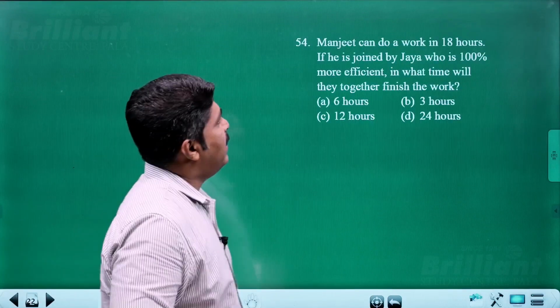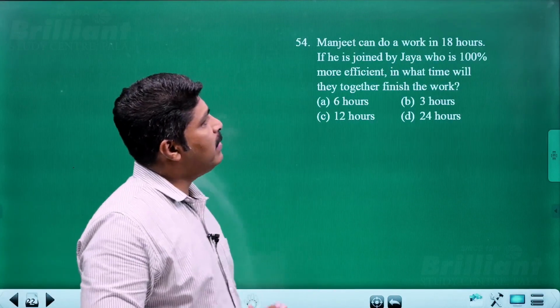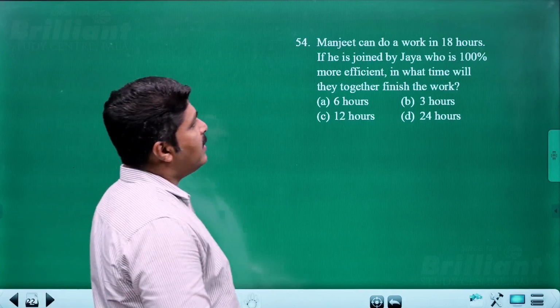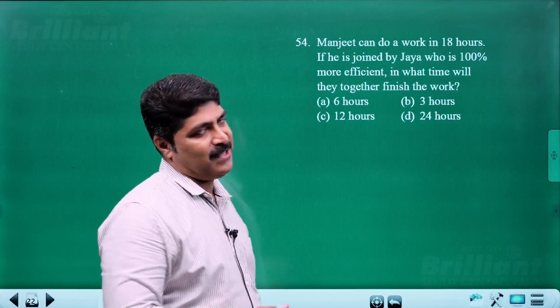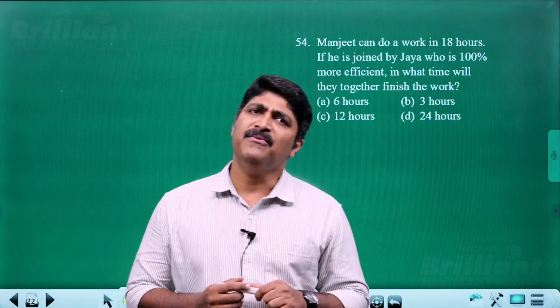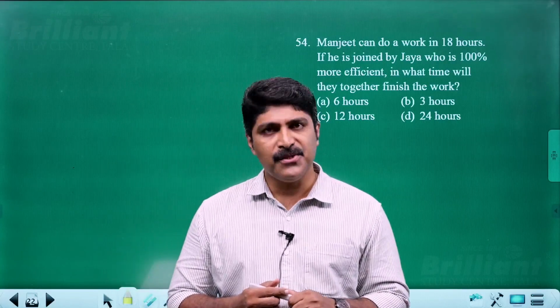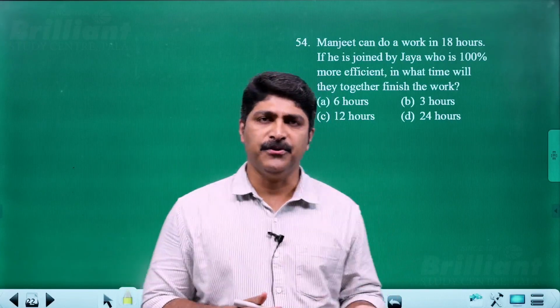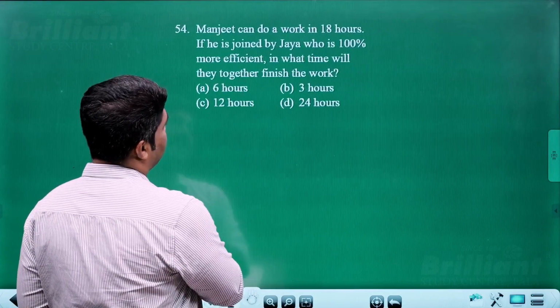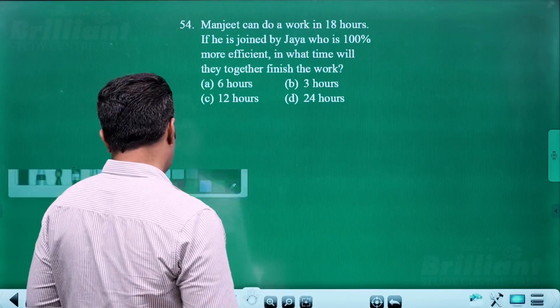Manjit can do a work in 18 hours. If he is joined by Jaya, who is 100% more efficient, in what time will they together finish the work? If you have the very basic ideas of time and work, and if you're well aware of the very basic results of time and work, then easily you can do it. Some ratio aspects are also here, and you have to apply those ratio concepts effectively. So how to do it?